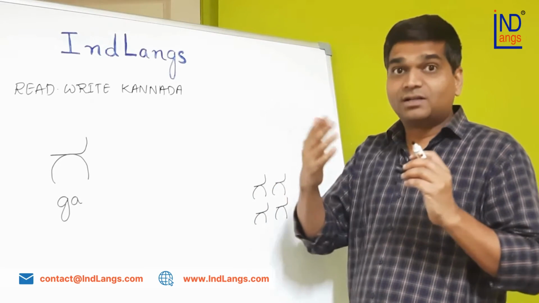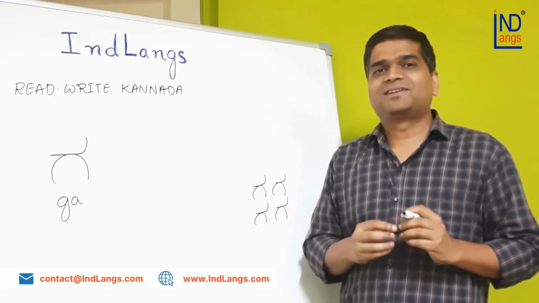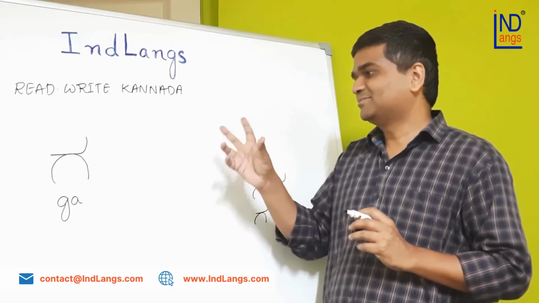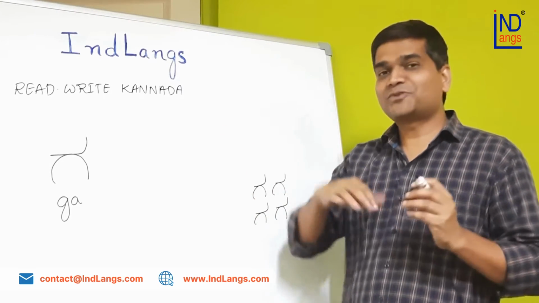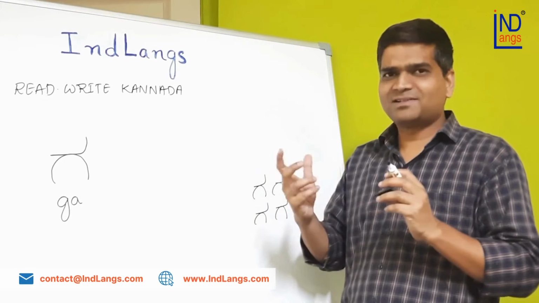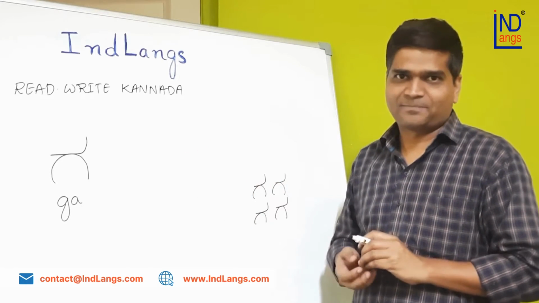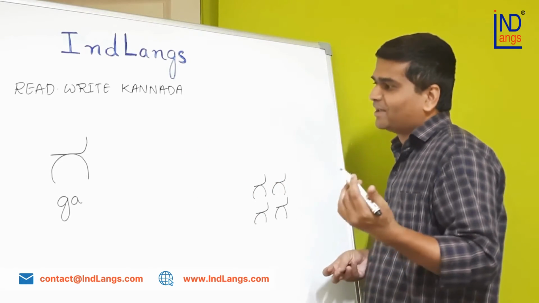Next is the bigger version. Bigger version is what? Gha. Okay. And in Kannada, it is one of the letters which is the most decorated one, where you will find almost all the symbols, not symbols basically, the different versions in this particular letter. So let's learn how to write Gha.